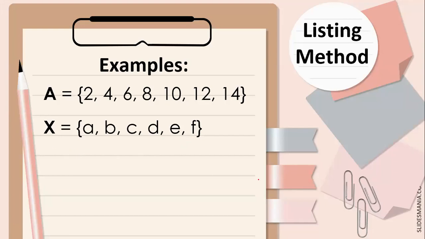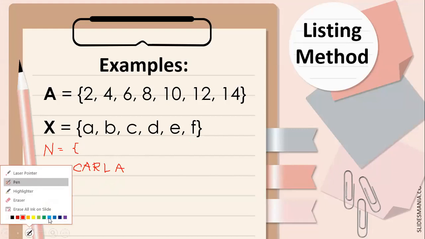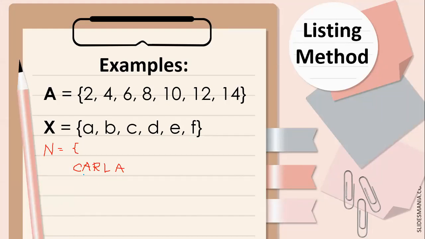For example, a name. Let me do teacher's name first. Let's say set N, since this is a name, equals, then the opening brace, and then the name of teacher, we have Carla. Since teacher's name is Carla, if you notice, there is a repeated letter. Which letter repeated? A. Very good. This A here. So will teacher list the A twice?